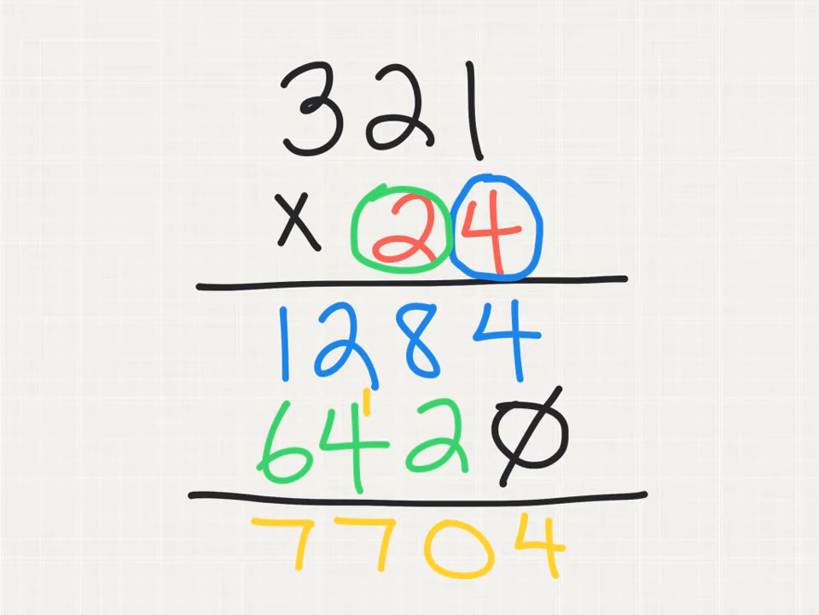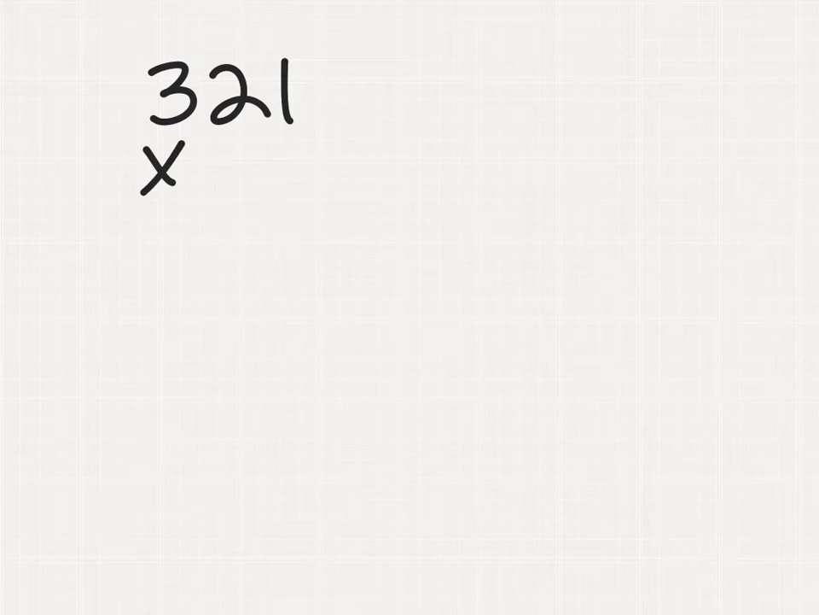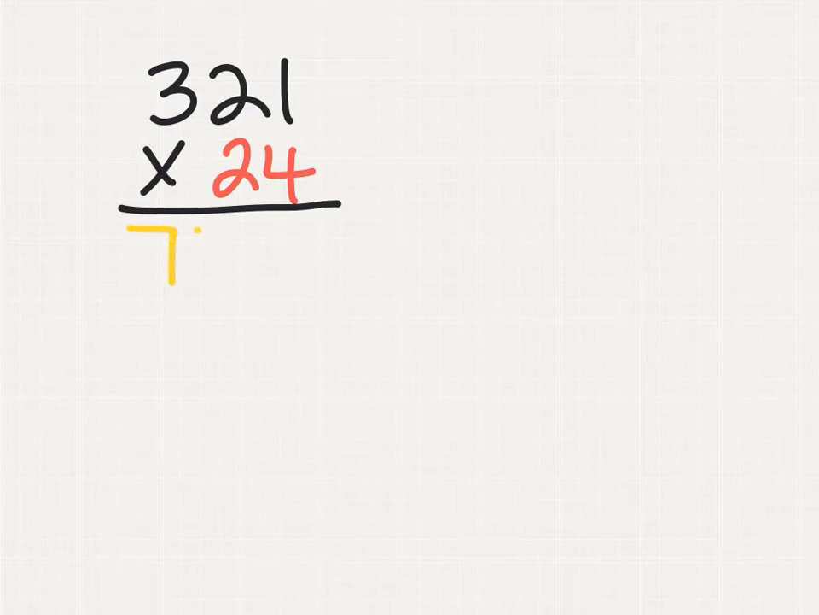So on the previous slide, I reminded you that you already knew how to multiply whole numbers as large as 3 digits times whole numbers as large as 2 digits. And that, in fact, when you did that multiplication of two factors, you got a product of 7,704.